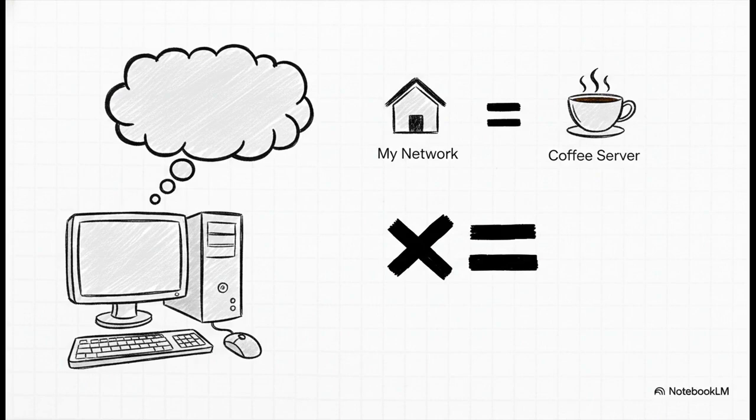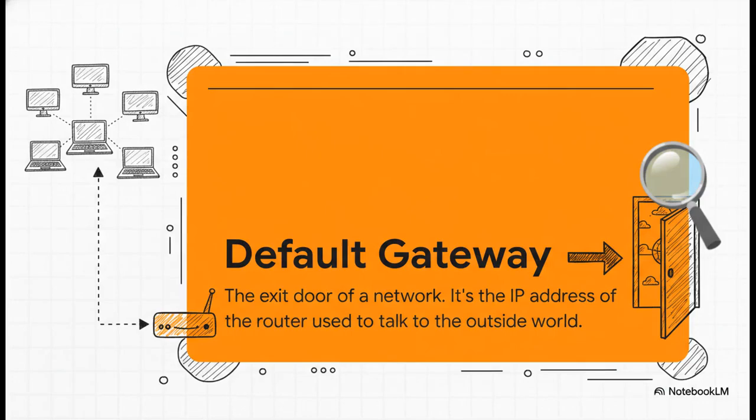It has to send this message out of town. Now, to send a message out of town, every single device needs to know where the exit door is. In the world of networking, we call this exit the default gateway. And it's nothing more than the IP address of the local router, the one device that knows how to talk to the big, wide world.